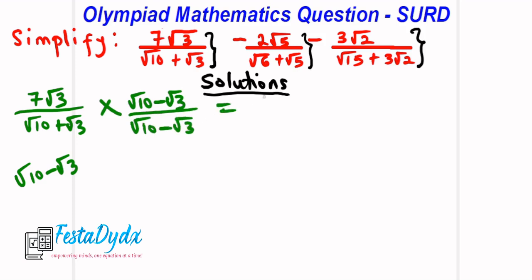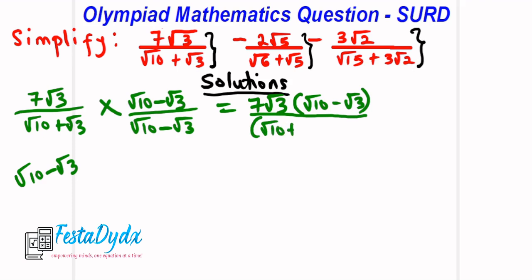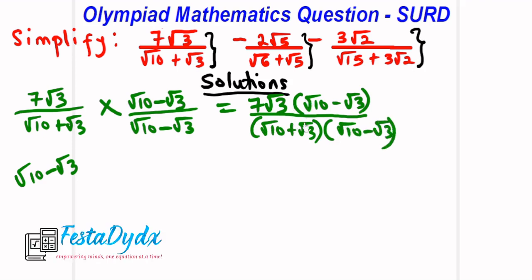Bringing the numerator together, we'll have 7 root 3 bracket root 10 minus root 3, close the bracket, all over the denominator, root 10 plus root 3 times root 10 minus root 3. So now we have to clear the brackets at the numerator and denominator. Let's start with the one at the numerator.